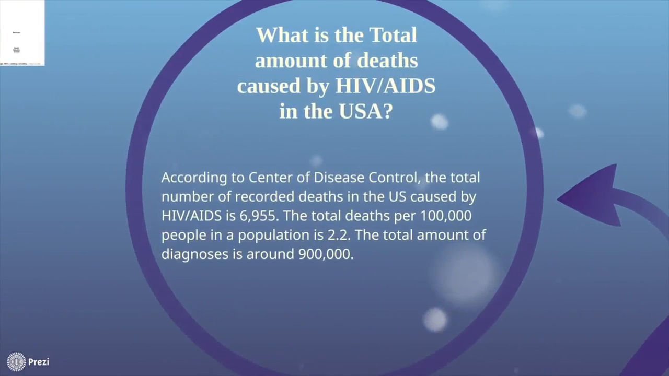What is the total amount of deaths caused by HIV and AIDS in the U.S.? According to the CDC, the total number of recorded deaths in the U.S. caused by HIV and AIDS is 6,955. The total deaths per 100,000 people in a population is 2.2. The total amount of diagnoses is around 900,000.